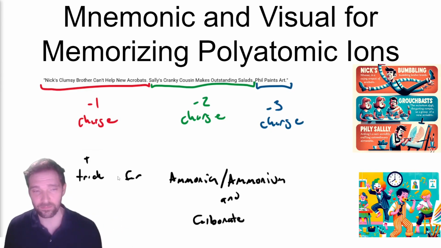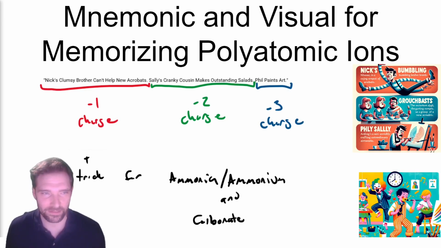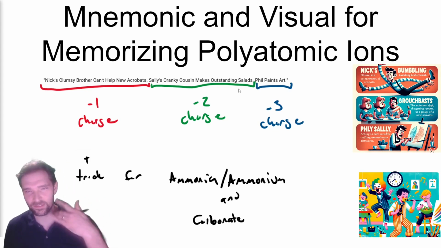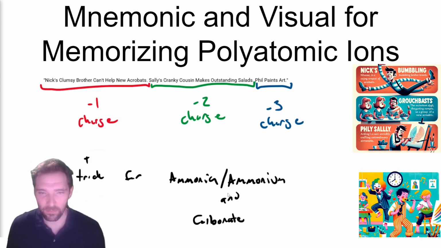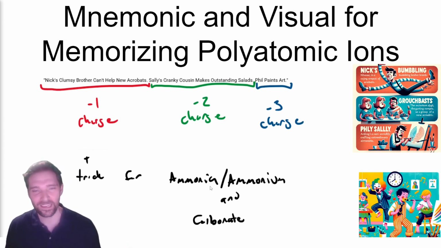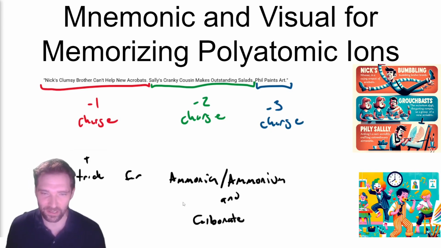So we're going to talk about that mnemonic as well as a trick for ammonia and ammonium, as well as carbonate. Those do come up pretty often. Besides Nick, Sally, and Phil, which is nitrate, sulfate, and phosphate, ammonia and carbonate are probably the ones you're going to see the next most often. So the main characters, Nick, Sally, and Phil, are your main polyatomic ions, in addition to these other things that the mnemonic doesn't help as much with.